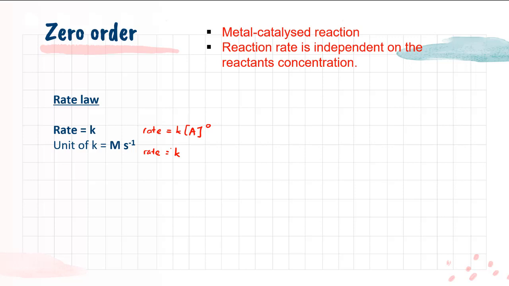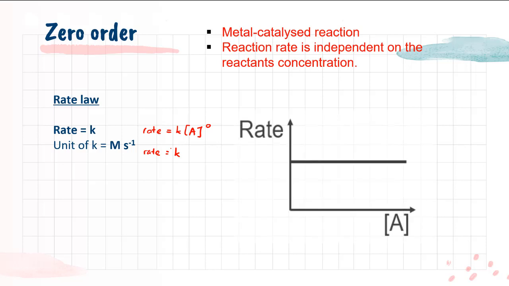In order to plot a graph of rate against concentration, since we know that the reaction rate is independent of the concentration, no matter how we adjust the concentration, whether we increase or decrease it, the rate will still be maintained. The rate remains the same.